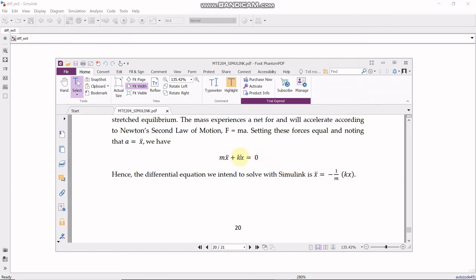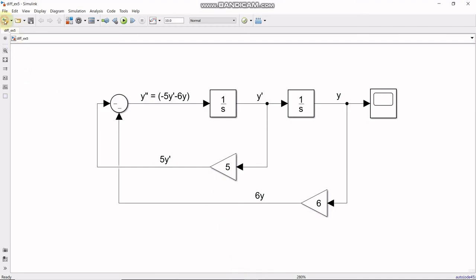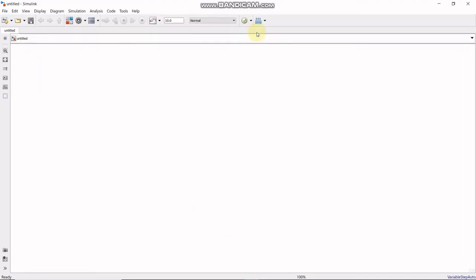Now the same way, if you make your x double prime the subject, you have your minus kx to the right. Then your m will come as the denominator to this side, and you have your x double prime equals minus 1 over m kx. So you can equally model this using Simulink.